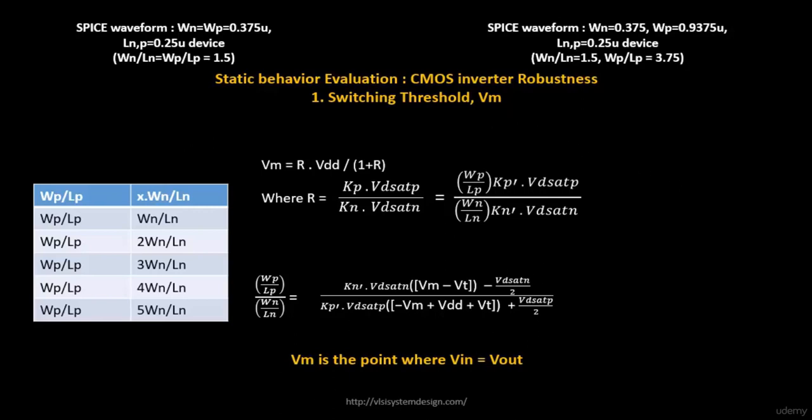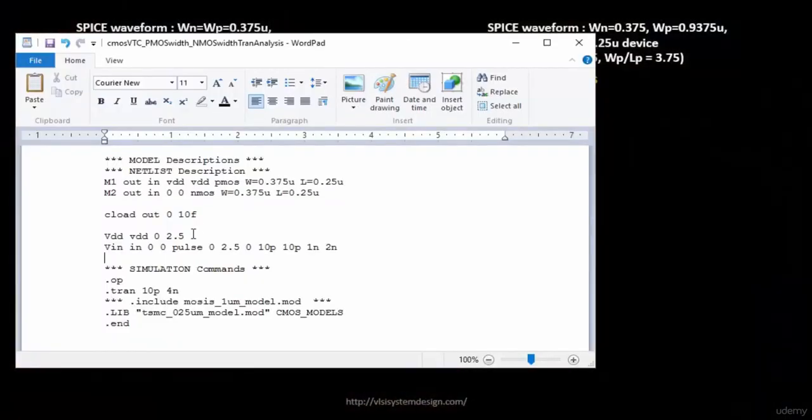So basically we need to solve certain equations so that we can get an early validation or early value of VM by just having the values of Wn by Ln or Wp by Lp. So basically we have these values and we need to calculate the VM, or vice versa. If we want to set a value of VM, what should be the value of Wn by Ln and Wp by Lp? So that's what we will be doing in the next video.